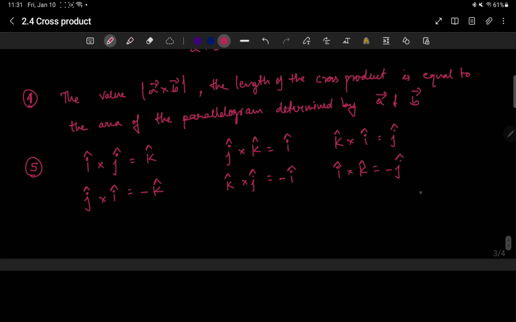Another way to remember this is I, J, K, they form a cycle in the forward direction. So I cross J gives you K, K cross I gives you J, and J cross K gives you I. But if you change the direction, it becomes negative.